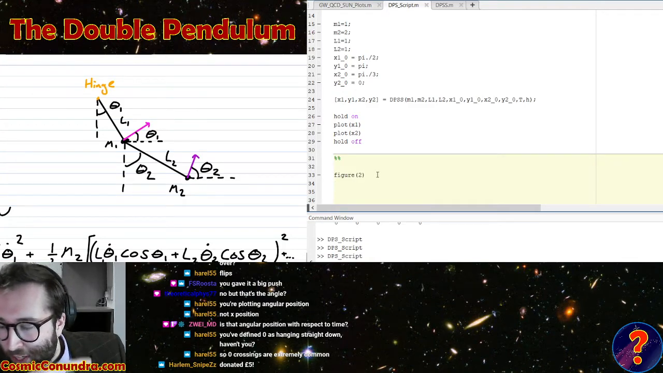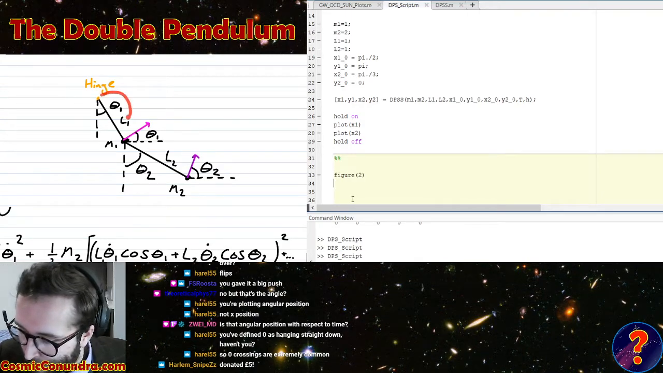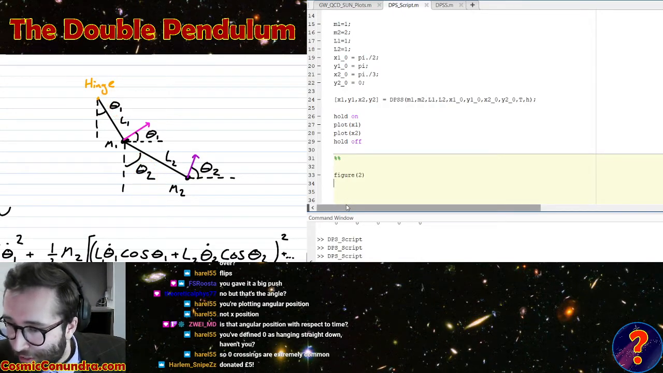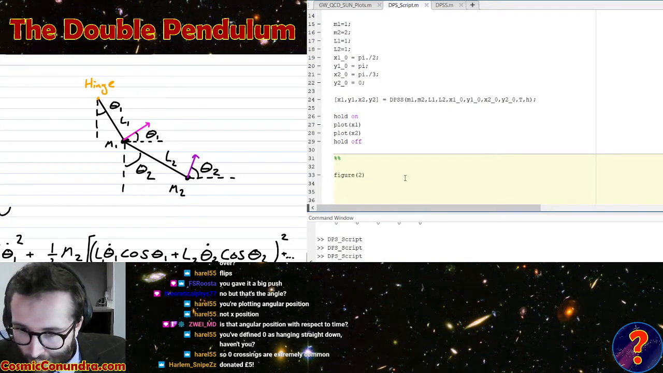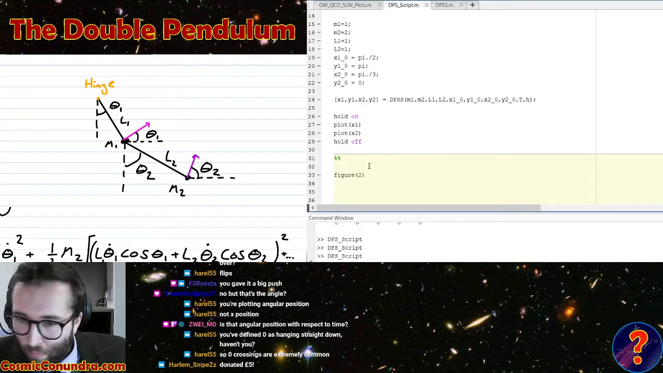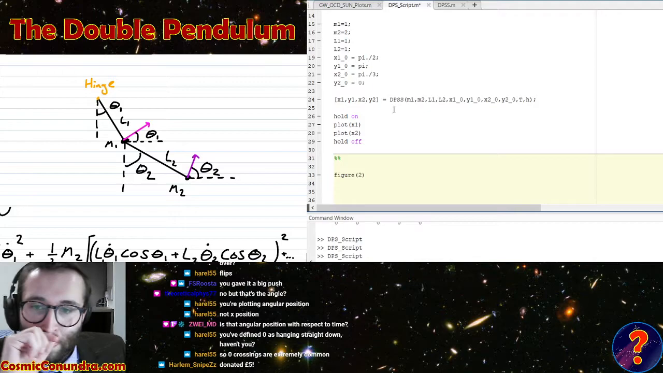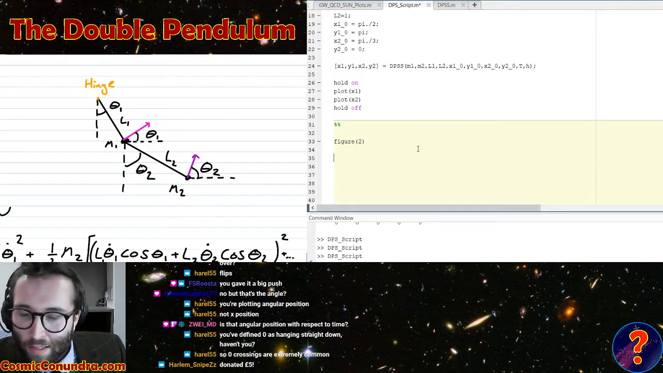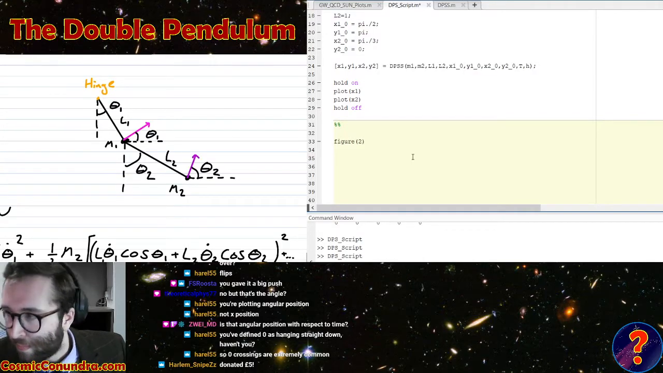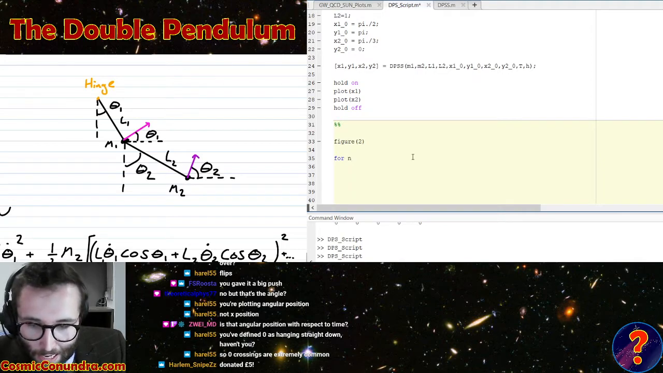Okay, so I need to first convert from these angular variables I've got, where I'm describing it in terms of θ1 and θ2, to describe it in terms of the x positions and the y positions of the first mass and the second mass. So I need to do another loop, because I want to update the position of this line segment at every single time step. So at every time step, it will update the line segment to show the position of the two pendula of the double pendulum.